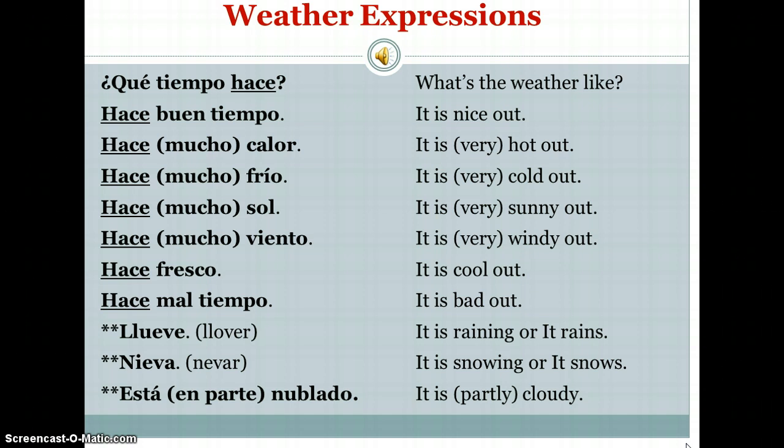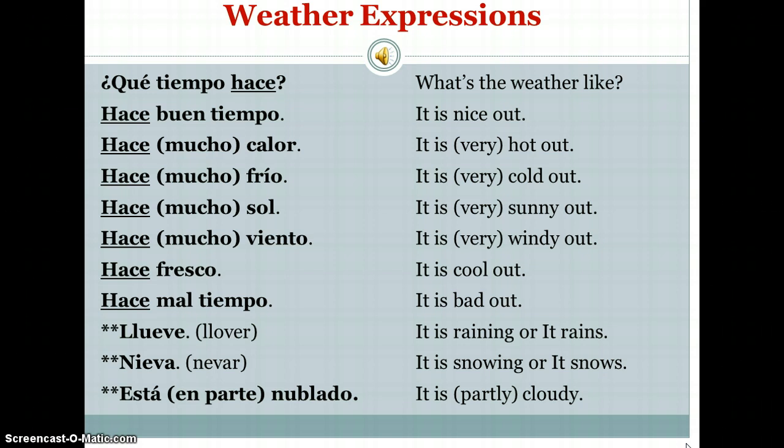Hace viento, it is windy. Hace mucho viento, it is very windy outside. Hace fresco, it is cool outside. Hace mal tiempo, it is bad. Now there are three other weather expressions that do not use the verb hacer.